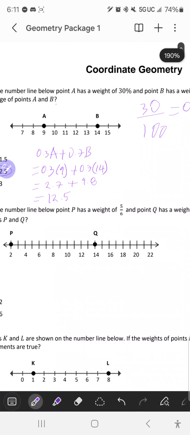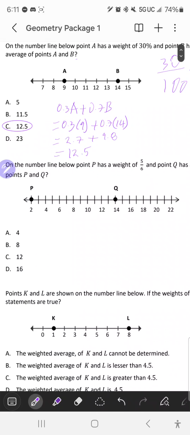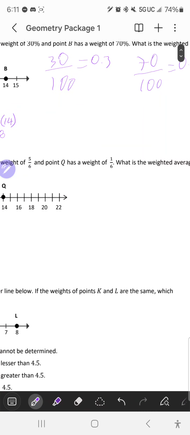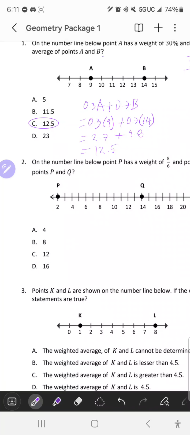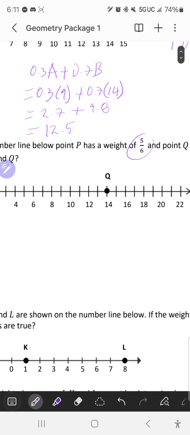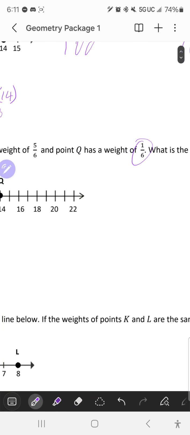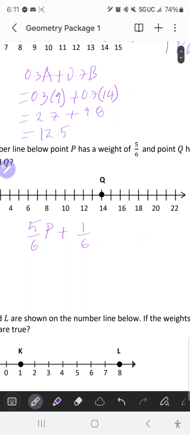Now, question number 2. In the number line below, P has a weight of 5 over 6, and Q has a weight of 1 over 6. What is the weighted average of point P and Q? Now, this is basically the same as before, but now we are working with fractions. The weighted average is still going to be the corresponding weight multiplied by P, plus the corresponding weight multiplied by Q. So we have 5 over 6 P plus 1 over 6 Q.